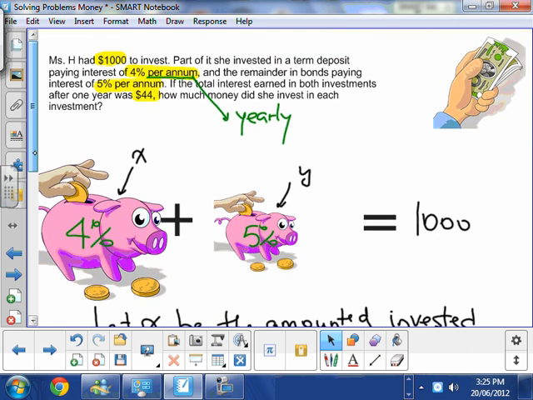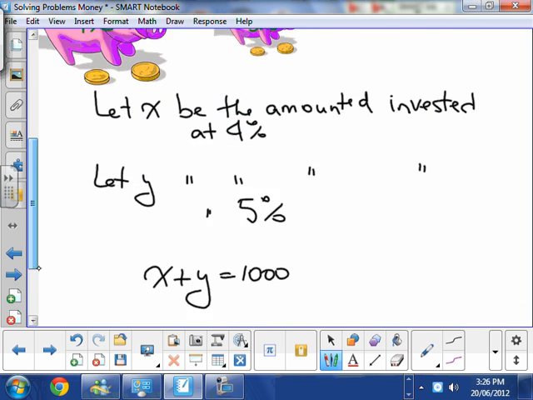But we need also a second equation, and we know the information about that. The interest that was earned in both investments is equal to $44. Okay, so I haven't used this part of the problem. Am I correct? That's right.